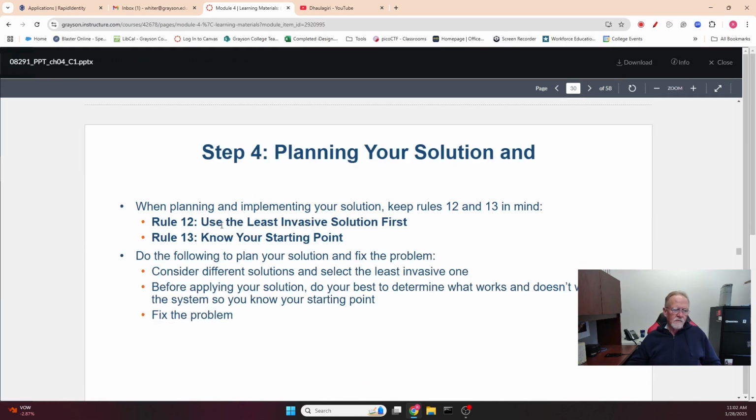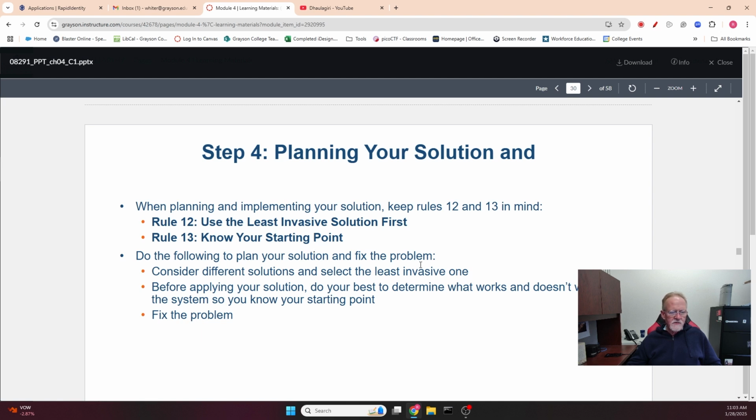Planning the solution. Rules 12 and 13. Use the least invasive solution first. Don't format the drive right off the bat for every single problem. Fix things first before you just apply nuclear waste or a nuclear blast to the thing and just format C:, all done. Know your starting point. Know where you began and don't make things worse.